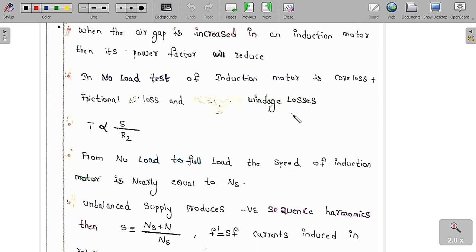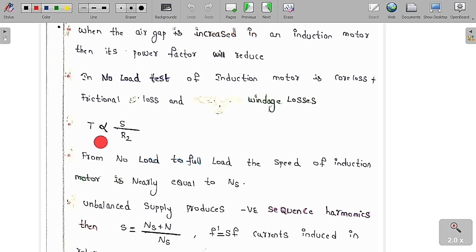So whatever the input is, it is in terms of losses. The no load input is equal to the losses, which are the core losses plus the friction and windage losses, also called the mechanical losses. These are the only two losses that occur.